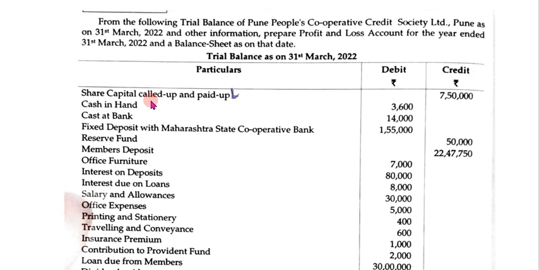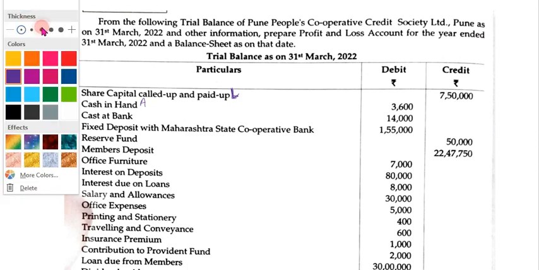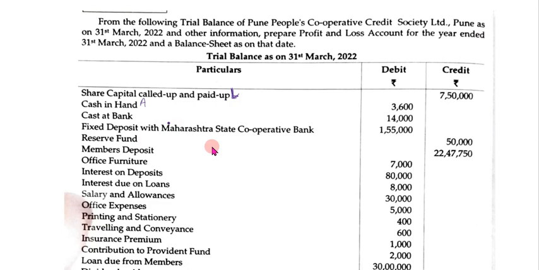Next is cash in hand. Cash in hand is assets. Cash in hand, asset. Cash at bank, assets. Fixed deposit with Maharashtra State Cooperative Bank, rupees is 1,55,000. So this is also assets.